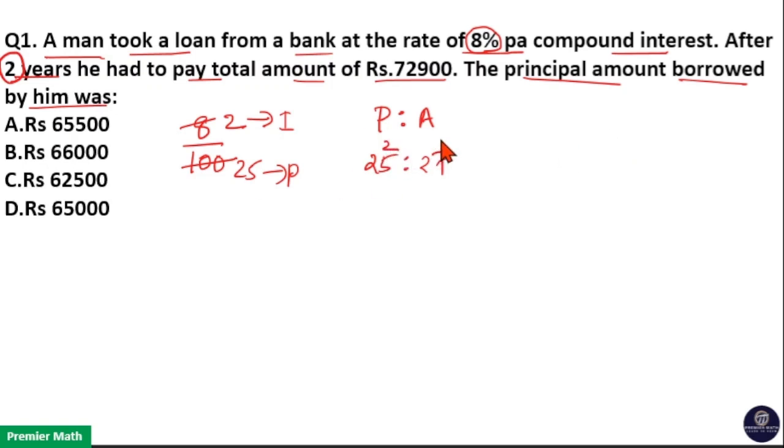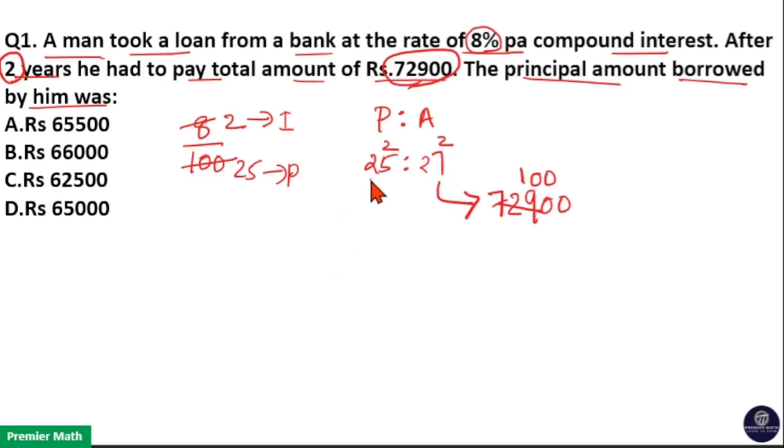So 25 square is to 27 square. Now, this 27 square part is the total amount received in 2 years, which is equal to 72,900. So 27 square part is equal to 72,900. Here you can see 27 square is 729. So 729 goes 1 time in 729. That means 1 part is equal to 100.